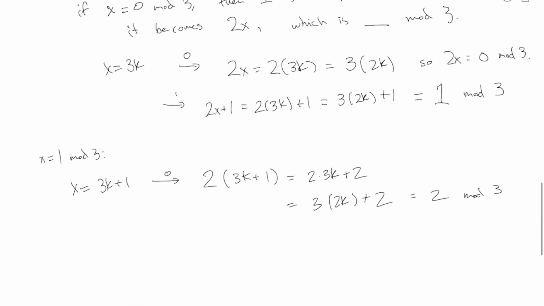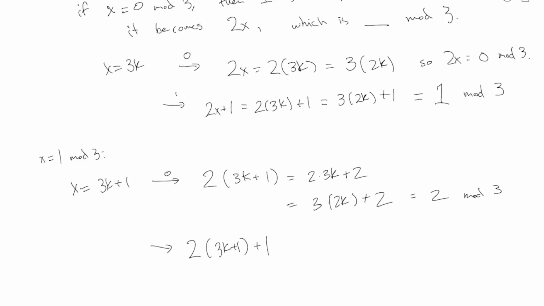Sorry to constantly be scrolling up and down. All right? And similarly, that was reading 0, which is multiplication by 2. What if I read 1 from this state? Then it would become 2 times 3k plus 1, like that.